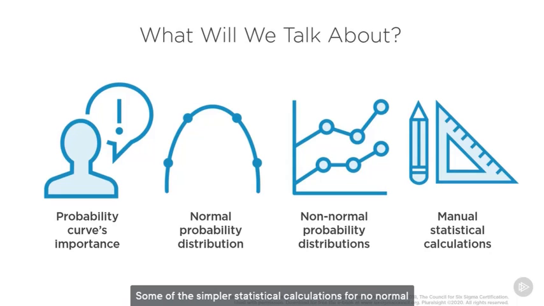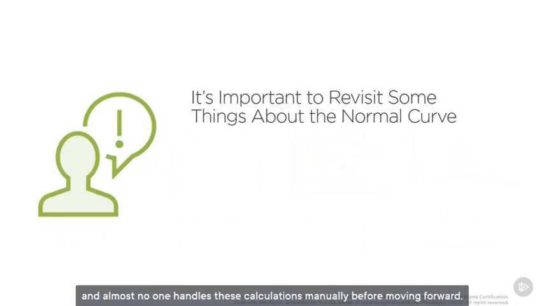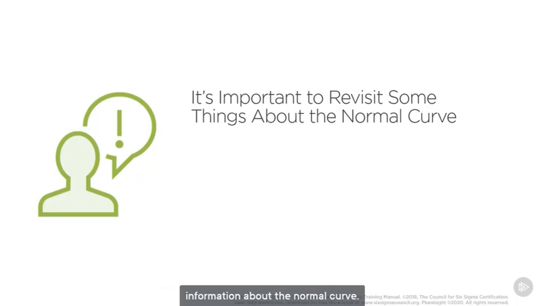Some of the simpler statistical calculations for non-normal probability distributions are included in this module, along with details for how to handle those calculations manually. Calculations for all of the distributions mentioned are not included because they can be very complex and almost no one handles these calculations manually. Before moving forward, it's important to revisit some of the fundamental information about the normal curve.